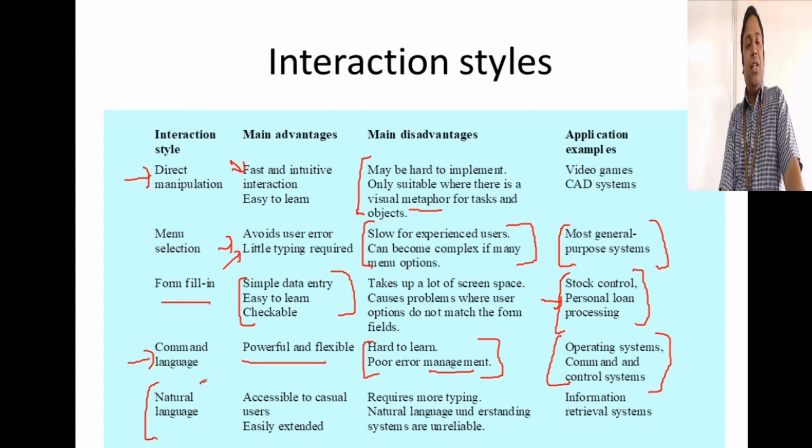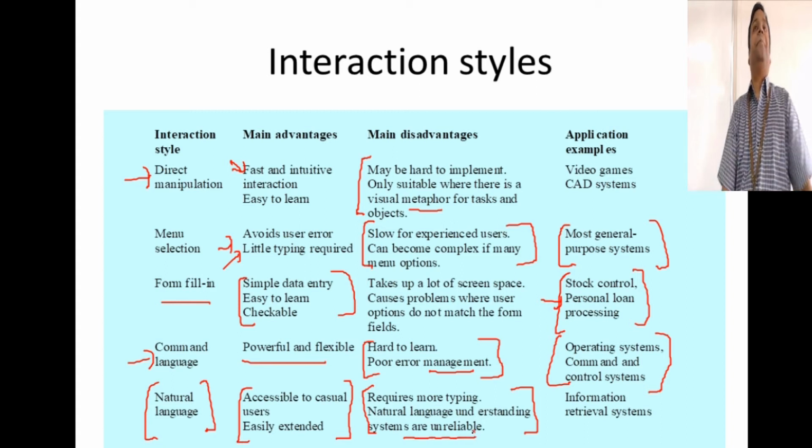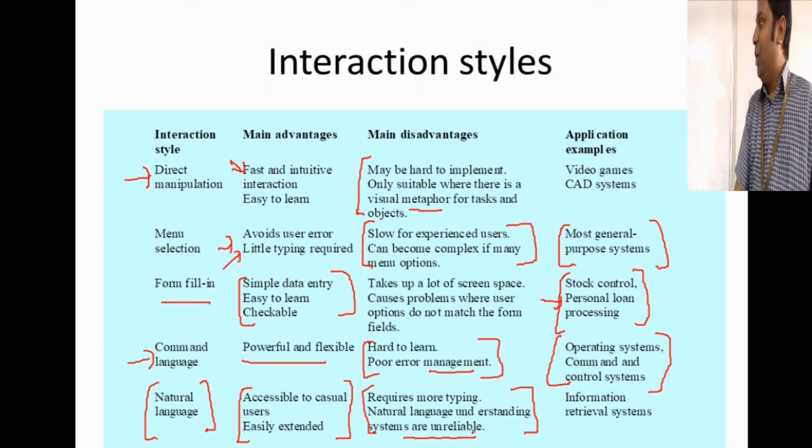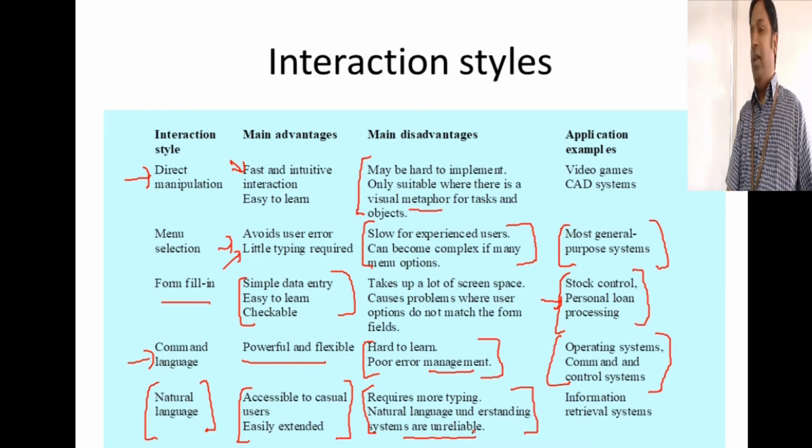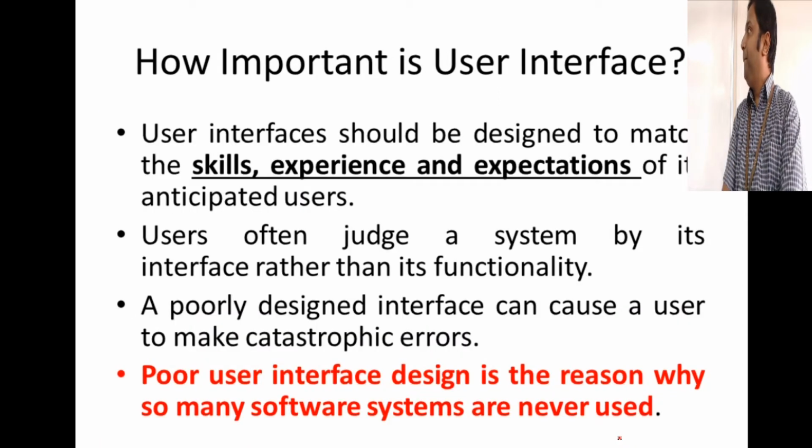Natural language, I told you, is accessible to casual users and easily extended. So you can type anything, it's very friendly for the users, but requires more typing. Natural language understanding systems are unreliable. So we cannot come to a place wherein whatever we type will be able to get reliable results. We may get something deviating from the results. So information retrieval systems, Google, as we know, right?